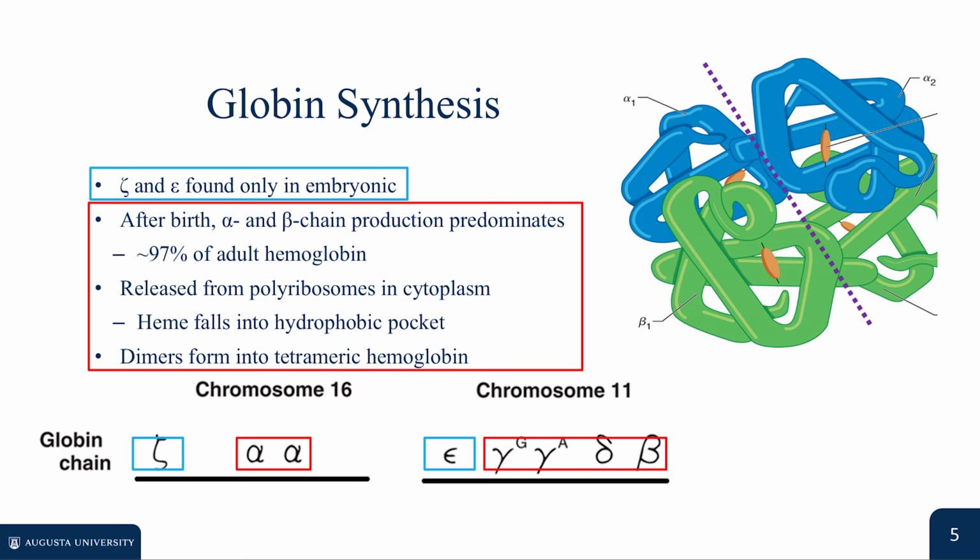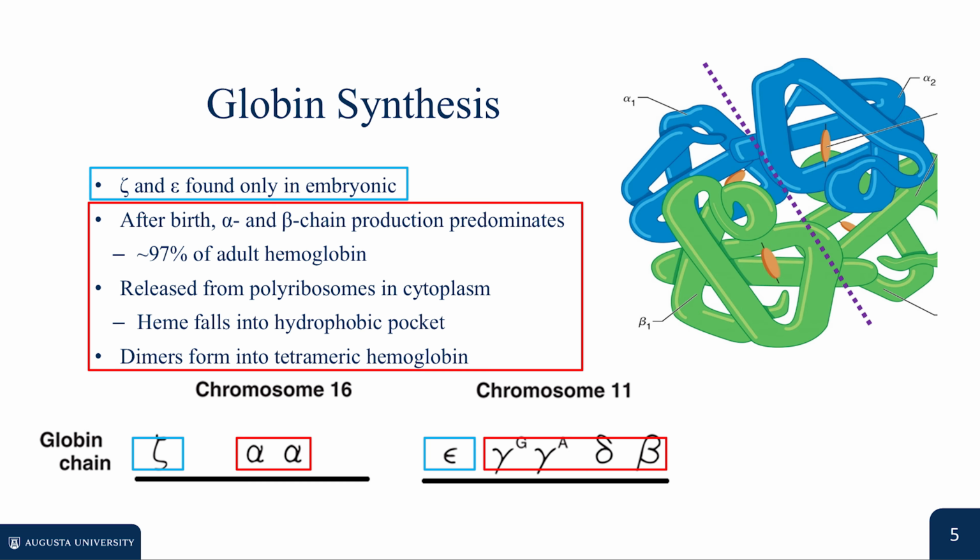globin chain. While heme is being assembled across the mitochondrial membrane, globin chains are being actively translated on polyribosomes in the cytoplasm of nucleated erythroid precursors and reticulocytes. The genetic arrangement governing this translation is very distinct. The genes encoding the alpha-like globin chains, alpha and zeta, are clustered on chromosome 16. Meanwhile, the non-alpha genes, epsilon, gamma, delta, and beta, are housed on chromosome 11.